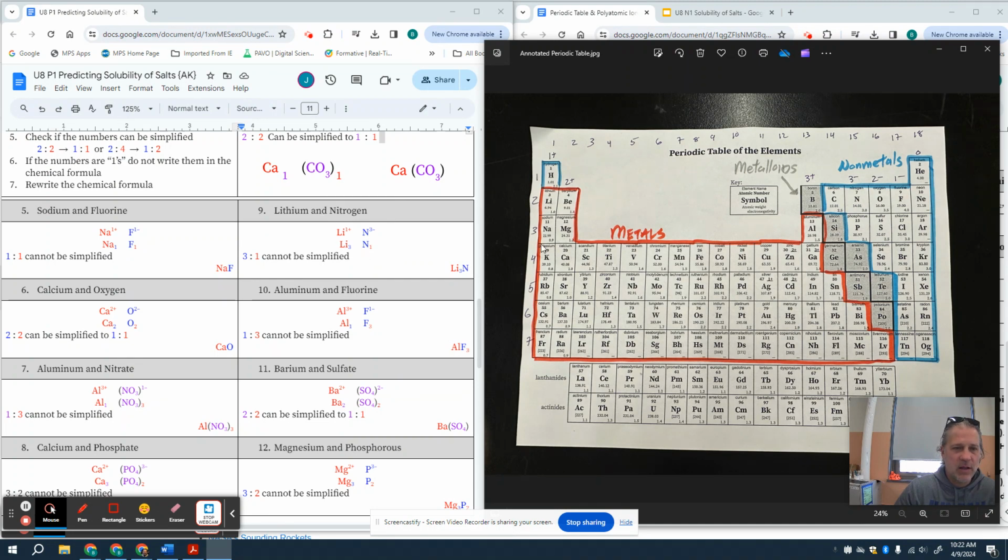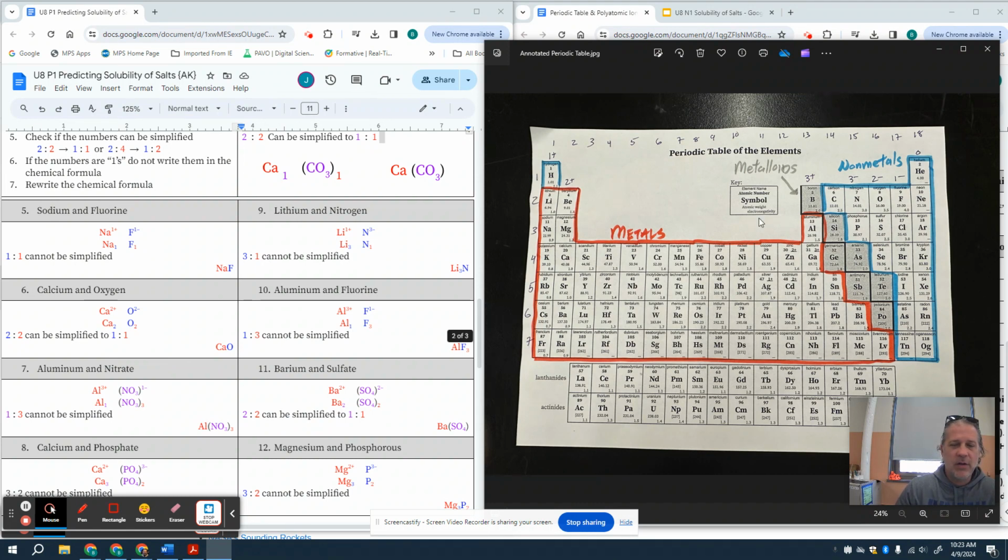Lithium is in the first column, so it's a +1. Nitrogen is in the 15th column, so it's a -3. Crisscross the charges down. 3 to 1 can't be simplified. You get Li3N. Calcium and oxygen. Calcium is in the second column, so it's a +1. Oxygen is in the 16th column, so it's a -2. We crisscross those charges down. 2 to 2 can be simplified to 1 to 1, so we get CaO.